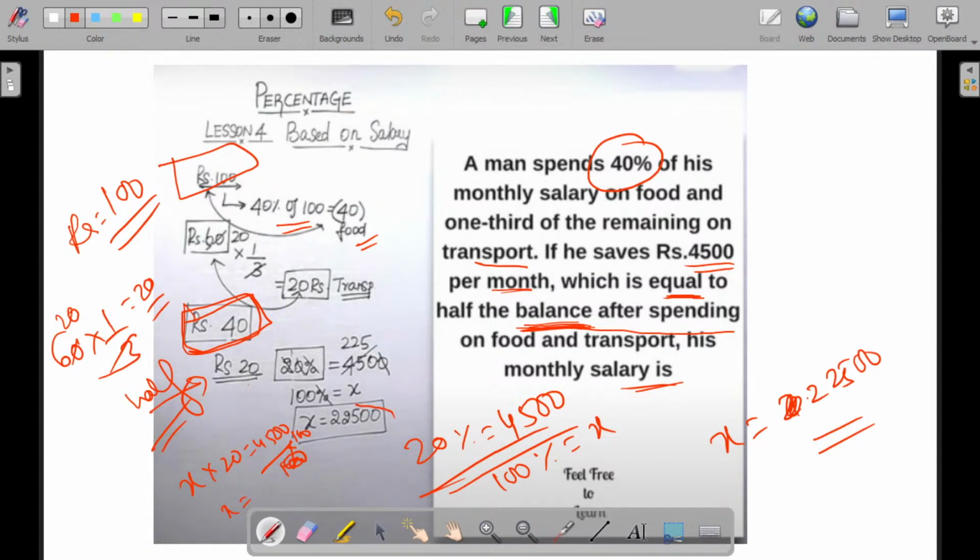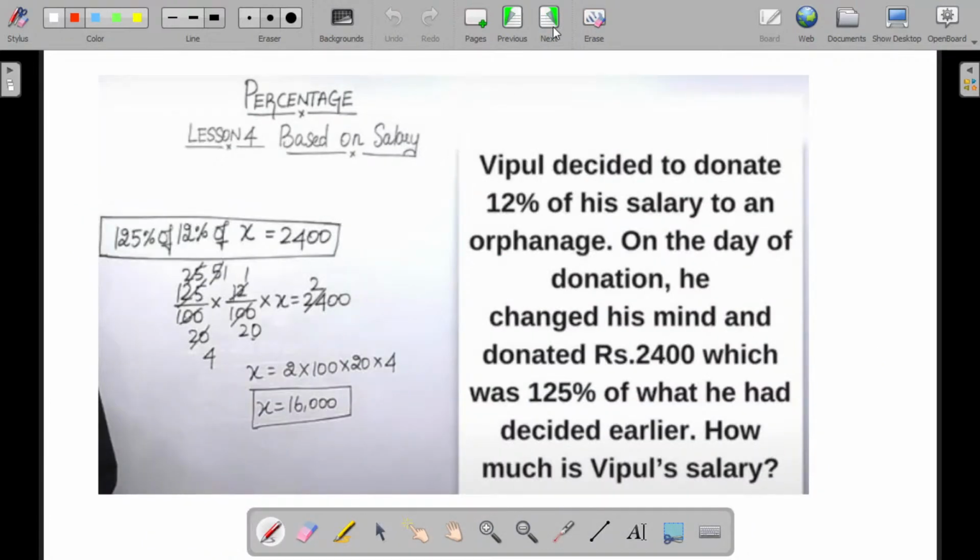Okay, so 22,500 is the total monthly salary.